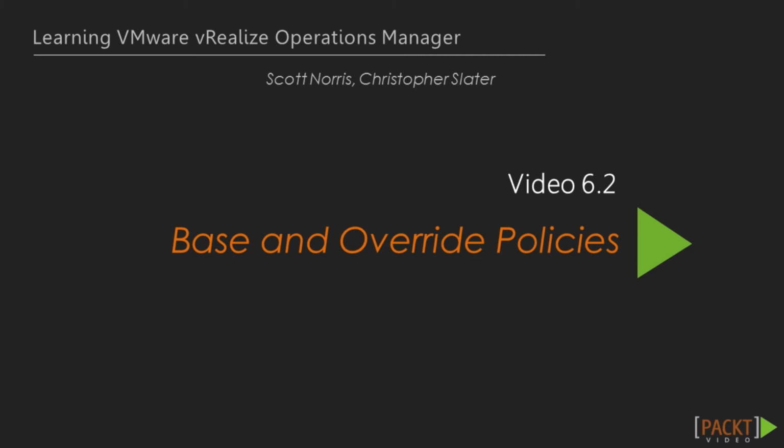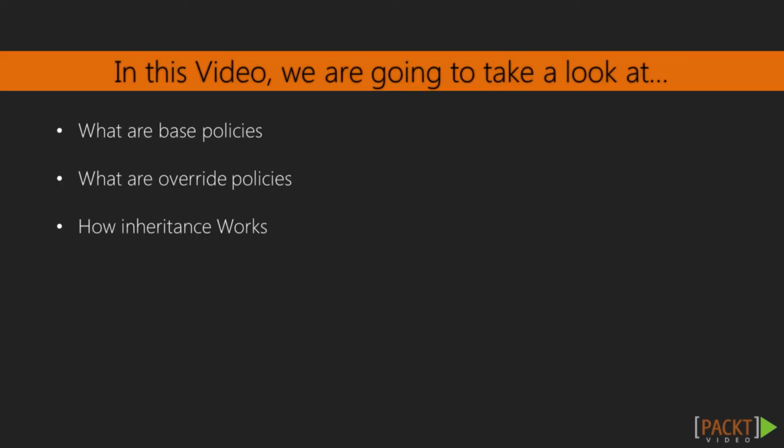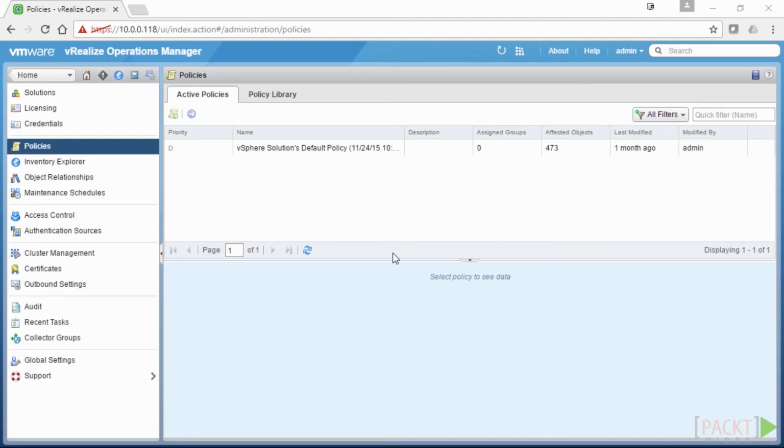This video is the start of creating a policy, and it's how we select the base and override policies. In this video, we're going to look at what base policies are, what override policies are, and how the inheritance works. Okay, we're going to start the creation of a new policy, and throughout the next few videos, we're going to slowly iterate through the different sections of those policies. Now, the first section that we're going to need to look at is base and override policies.